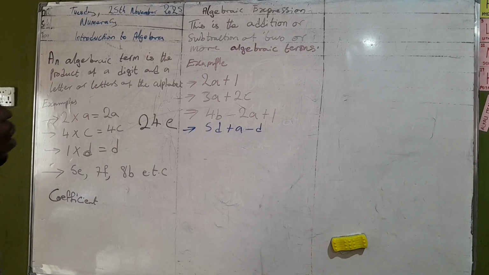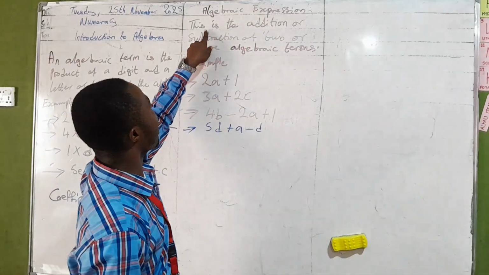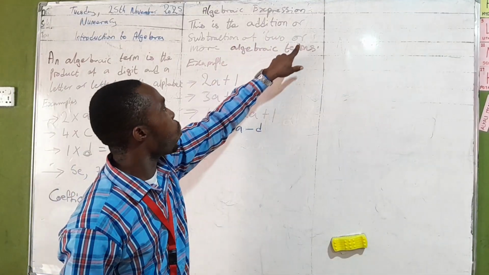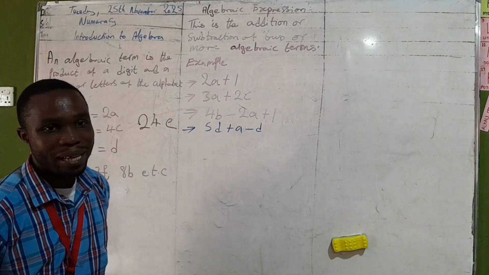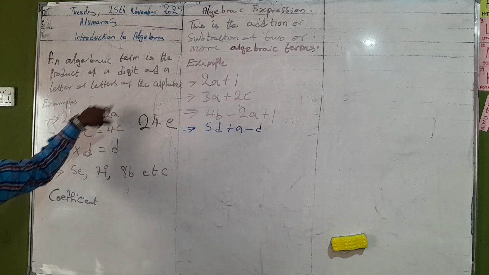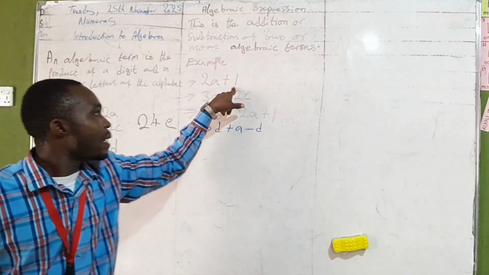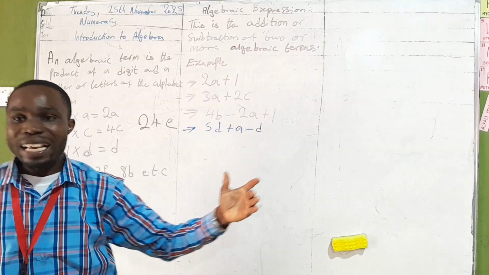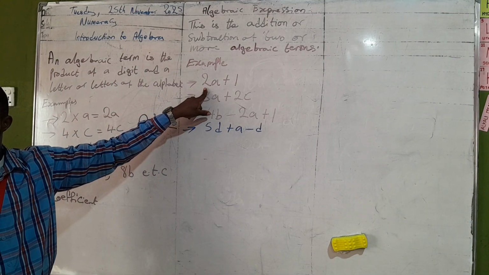Now, take a look at this algebraic expression. An algebraic expression is the addition or subtraction of two or more algebraic terms. For example, you remember that we said 2a is an algebraic term, right? Yes. But now look here, we have 2a plus 1. This is an algebraic expression by reason of this addition part of it. It has combined another thing to the algebraic term. Are we together?